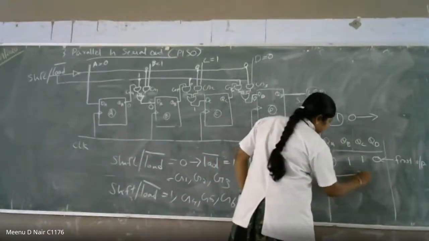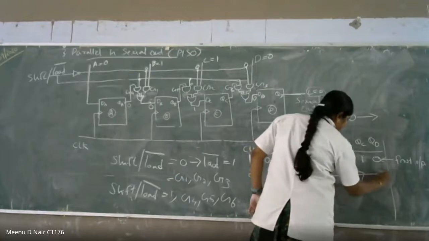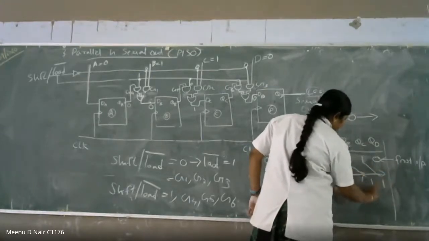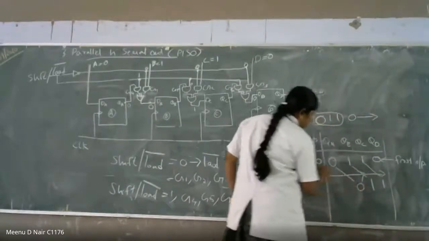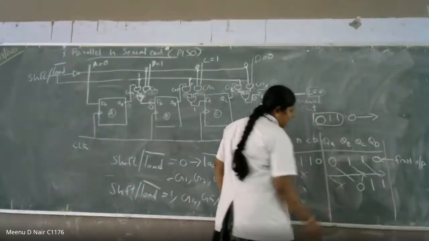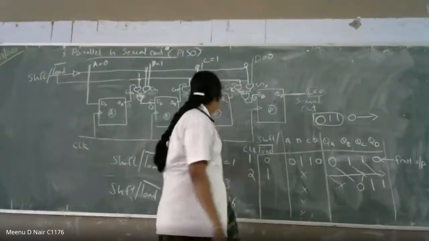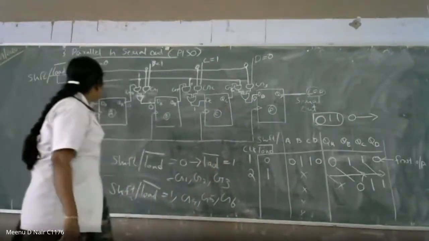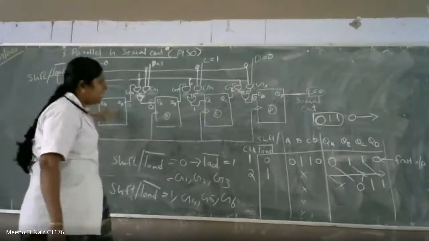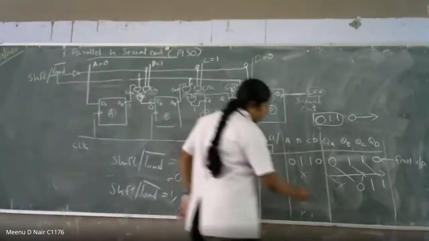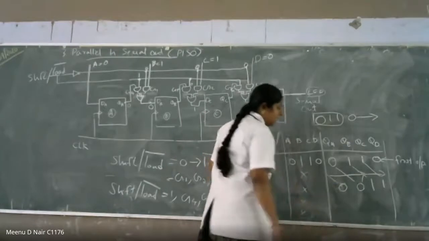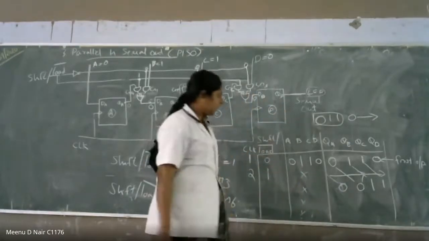So it is shifting the data. How is it going to shift the data? This one will come here, this one will come here, this 0 will come here, and it can be any value based on your A input. Whatever is there, it will be the same. It will be 0 here because A was 0 initially, so that 0 will be repeated until you load another input.